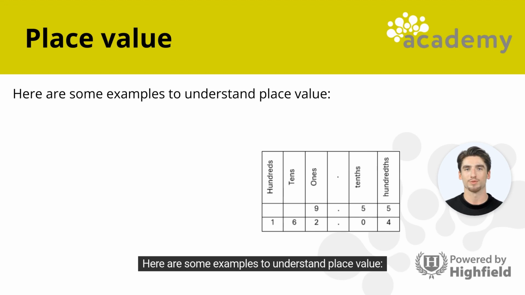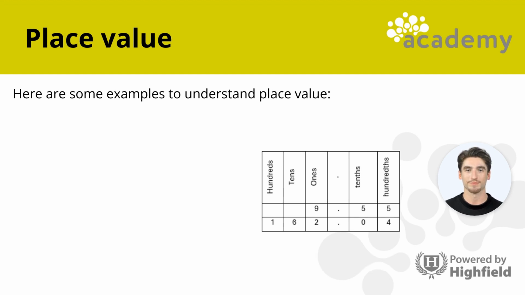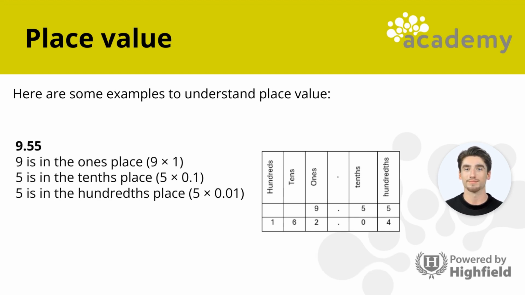Here are some examples to understand place value. 9.55. 9 is in the ones place. It has 9 ones. 5 is in the tenths place. It has 5 tenths. 5 is in the hundredths place. It has 5 hundredths.